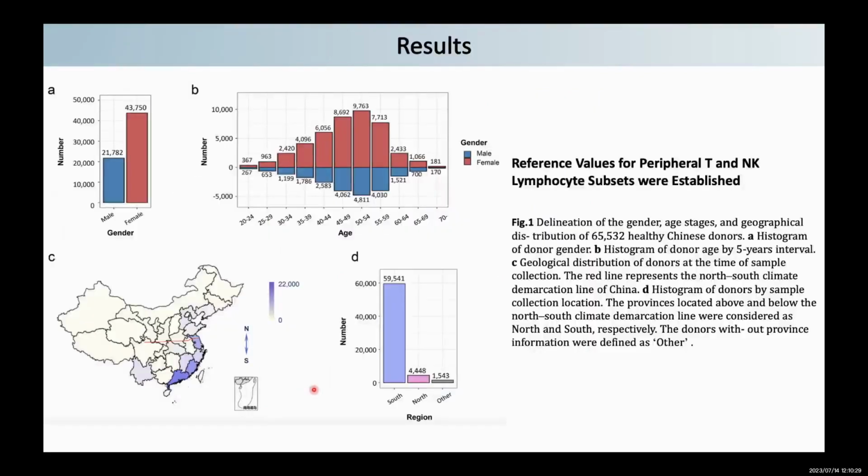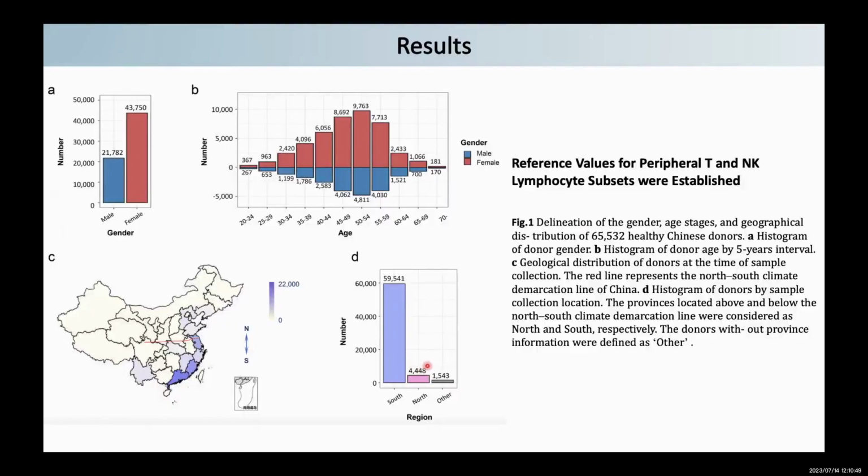Here is the sample distribution. As you can see, we have more females than males. Most of the samples are between age 40 to 60, and most of the samples were collected from the south part of China. Only a small fraction come from the north part of China.